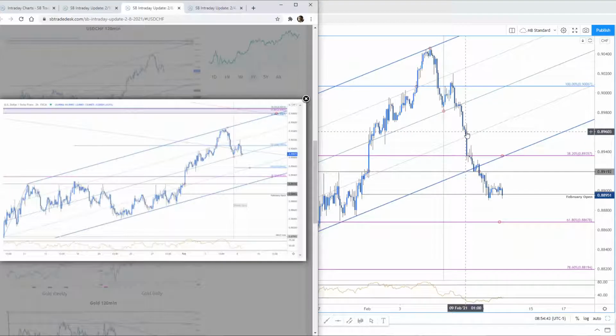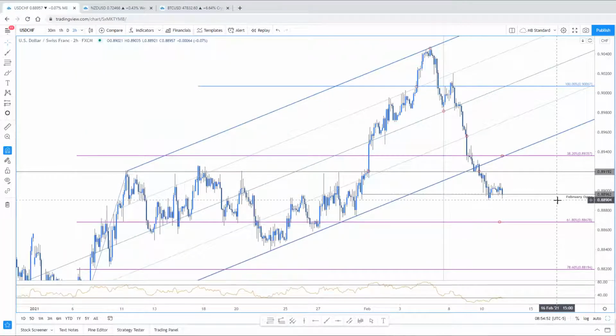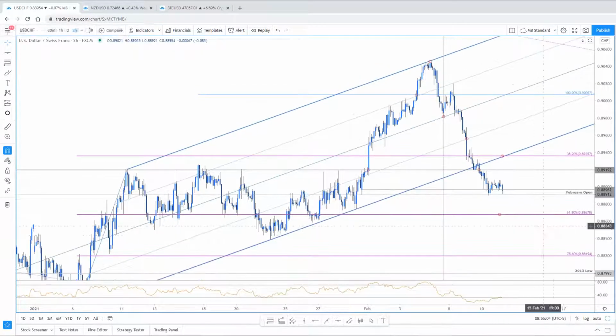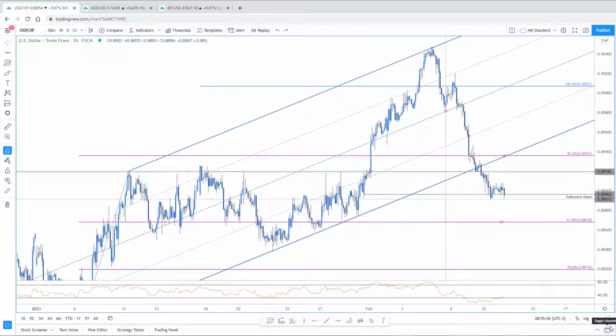Now that 38.2 didn't offer anything. It plowed right through. It took out uptrend support. And now we're testing objective monthly open support with the monthly opening range just lower at 88.90. What happens here? If this breaks down, it's going to be a validated reversal. Plain and simple.